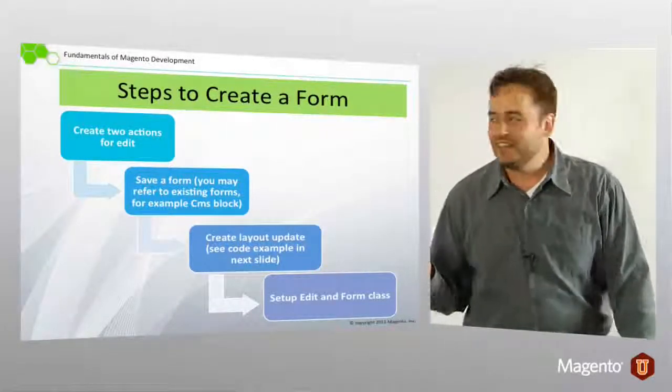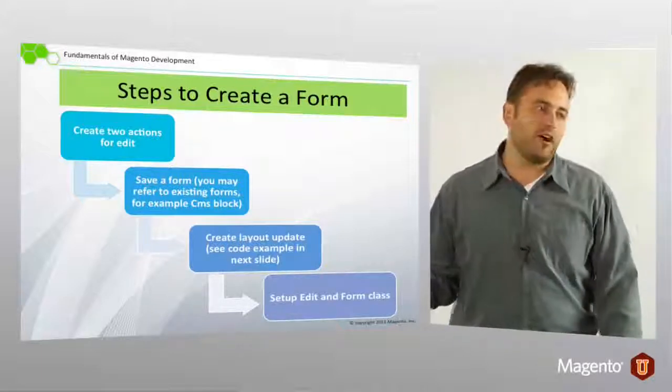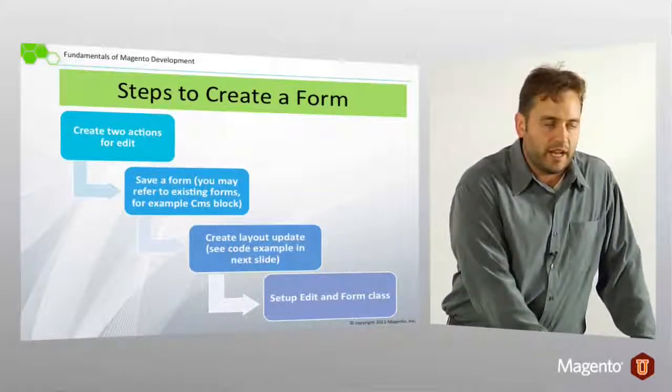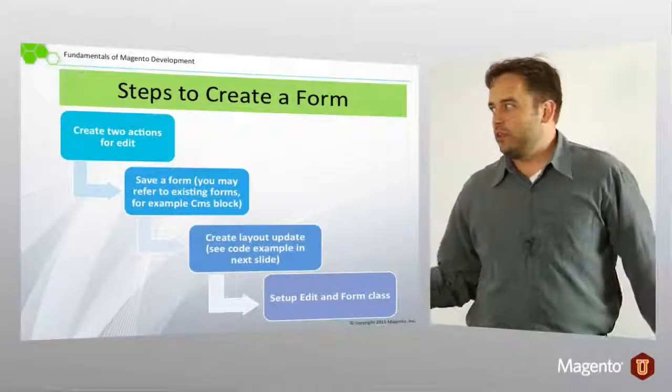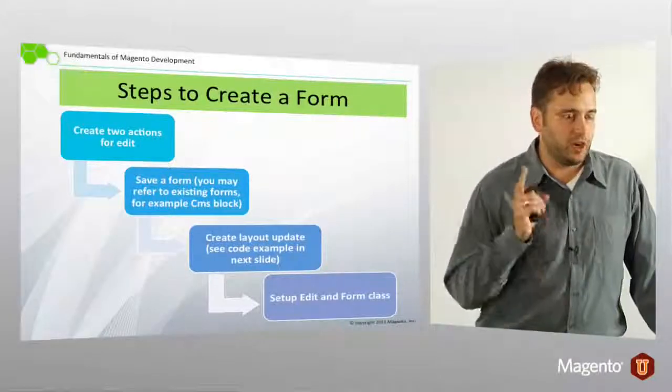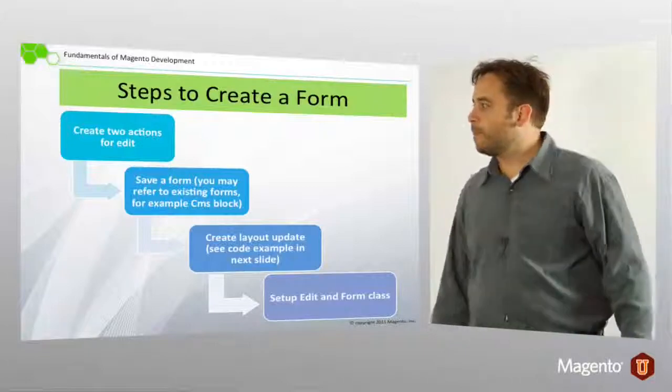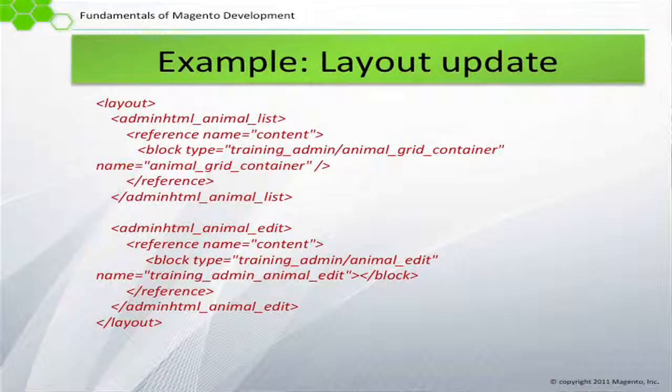However, if we follow Magento's design and we want our forms to look and act like Magento forms, the layout for these are very simple. We simply declare one block and then we're done. Magento will instantiate the rest. And we can see that here. So for some action, Adminhtml animal list, we're adding on to the content node like we've done before, and we specify the block type and name. And then once we've done this, we're good.